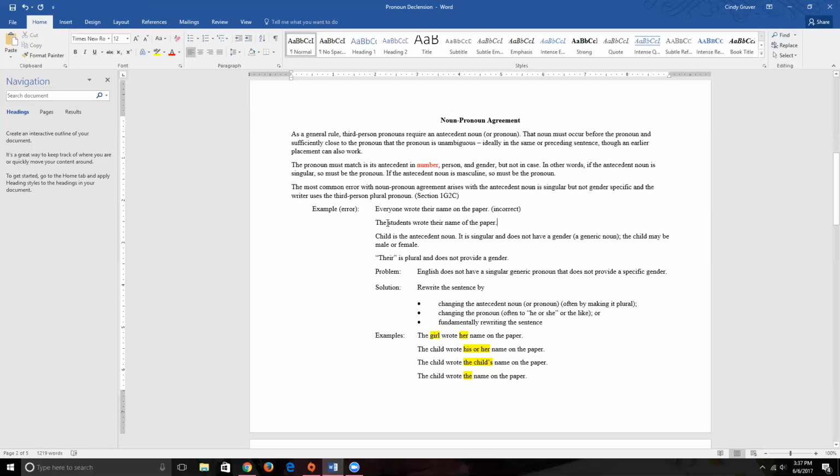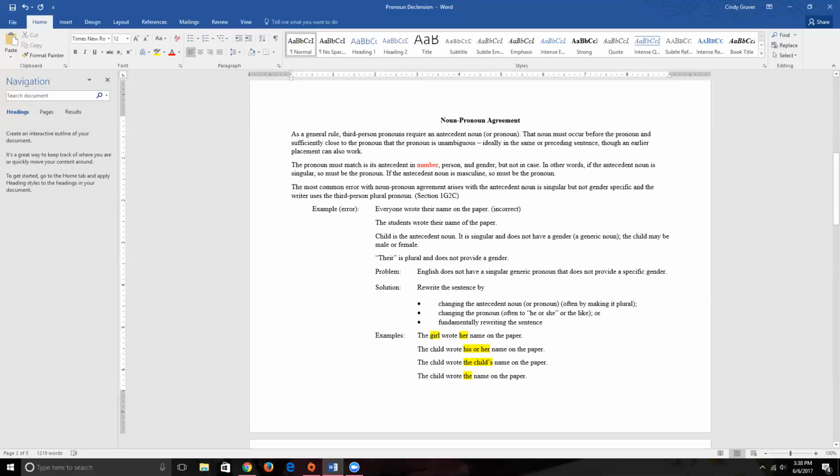Well, this has solved our problem because students is third person plural, including males and females. And they is third person plural, including males and females. So we have the problem licked. And we used this strategy. We changed the antecedent noun. But let's try the other. Now we're going to change the pronoun.